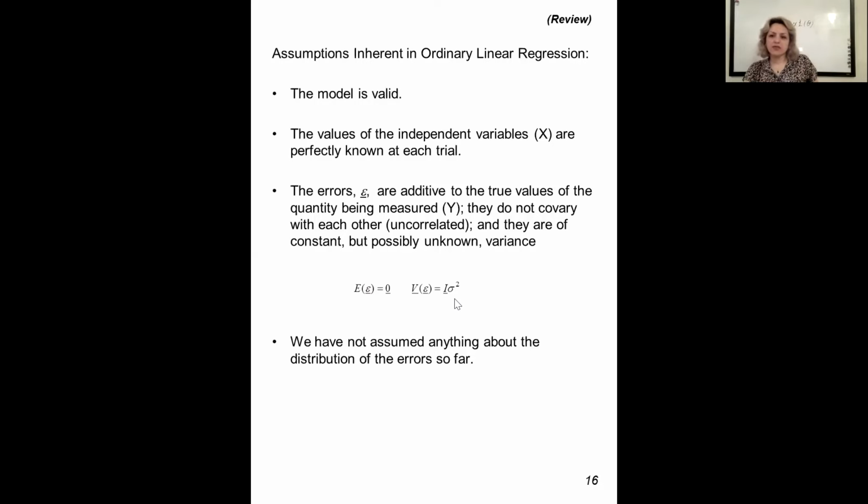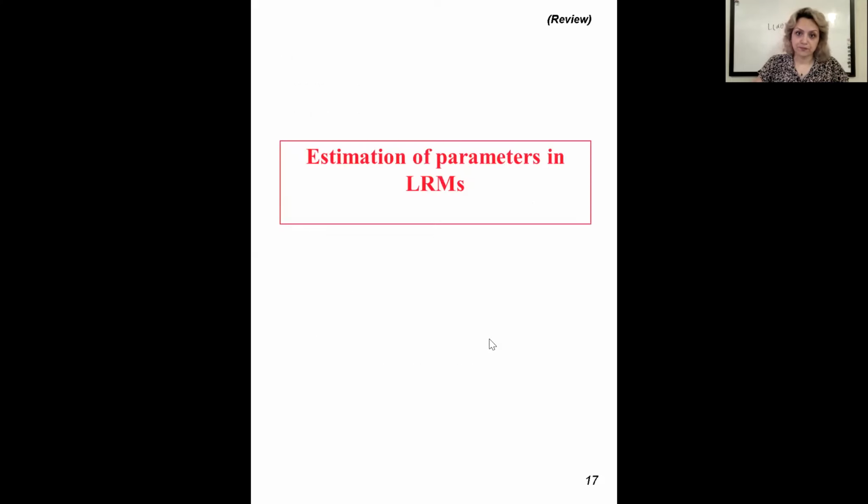In a few slides, I'm going to talk about the general equation that we have for the variance and covariance. We have not assumed anything about the distribution of the errors so far, but we will see. Okay, the next video is about the estimation of parameters in linear regression models.